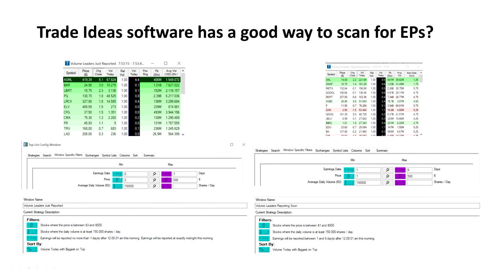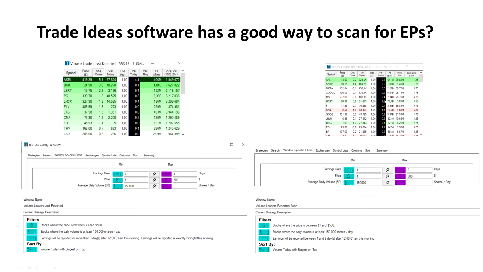For the earnings date, you need to put between 0 and 1 to get it for the day when you trade it. Then I'm interested in stocks above $3, which is a personal preference. You can pause and read the summary as well. So this is the top list for what is trading today, on the day of the trading.